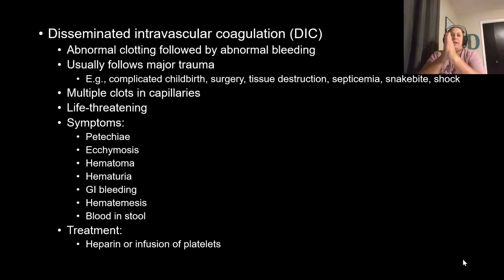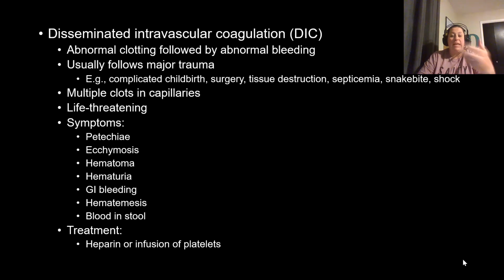The next thing we want to talk about here is what we call disseminated intravascular coagulation, or DIC. Now guys, this is a weird thing because it's abnormal clotting followed by abnormal bleeding. And you're like, wait a minute, isn't clotting supposed to stop bleeding? Yes, but platelets, guys, are a one-time use cell or factor. Once that platelet's used and released its chemicals, it's no longer functional.